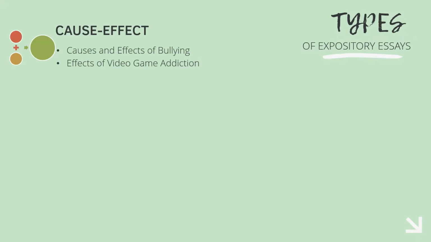Here are the types of expository essays. First, the cause and effect essay. It leads in discovering and discussing events that lead to certain results. Example, causes and effects of bullying and effects of video game addiction.